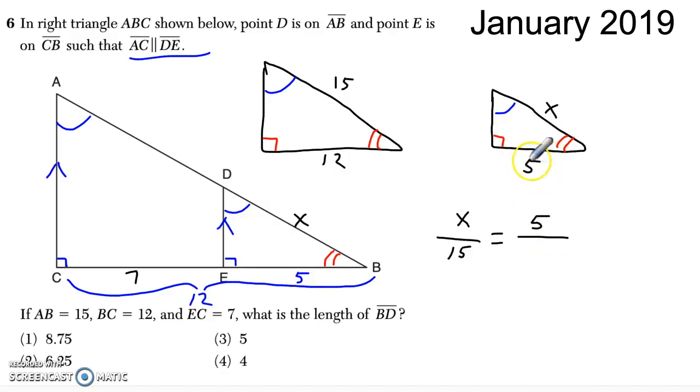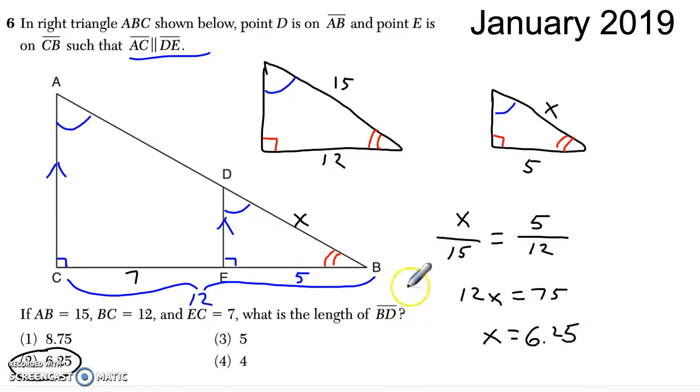And then who does 5 correspond to? Right angle and the double tick angle is where 5 is, in between those two. I find the right angle, I find the double tick, there's 12, that's who it corresponds to. And there's my proportion. At this point, I can cross multiply and solve. This is 12x equals 75, so x is going to be equal to 6.25, right? And that's going to be choice 2 here.